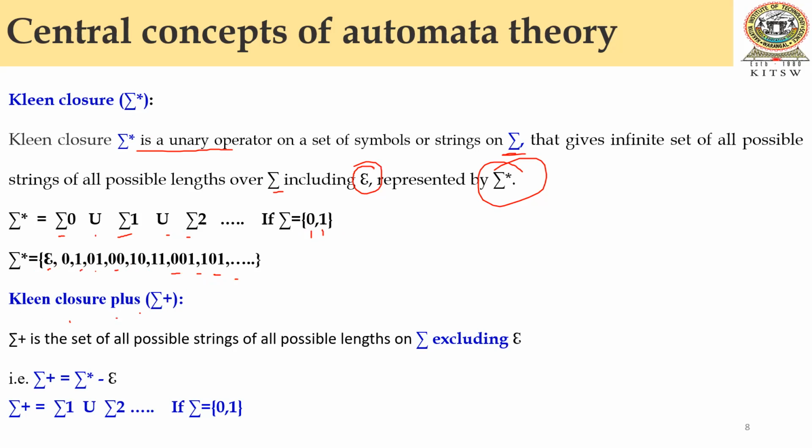And Kleene closure plus is similar to Kleene closure, except that you eliminate epsilon. That is, there must be no empty strings. Then it is called Kleene closure plus. So simply you can say that sigma plus equals Kleene closure minus epsilon, which is Kleene closure plus.